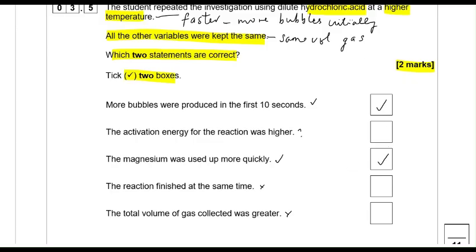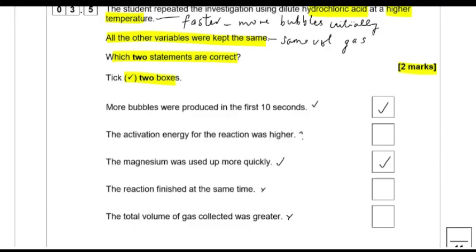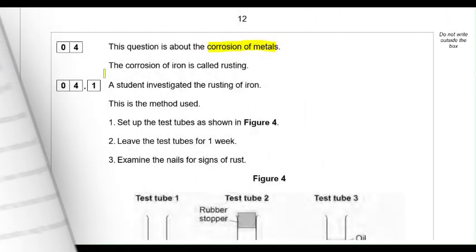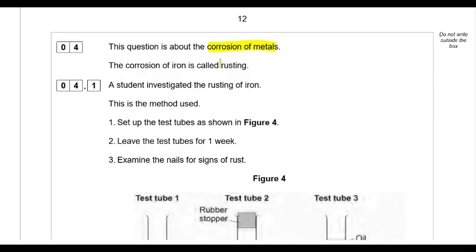So, to get 2 marks for this question, we must tick the first box, more bubbles were produced in the first 10 seconds, and the third box, the magnesium was used up more quickly. Question 4. This question is about the corrosion of metals. The corrosion of iron is called rusting.